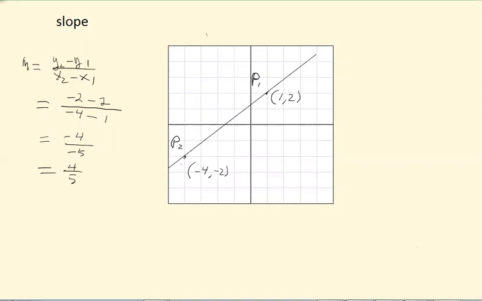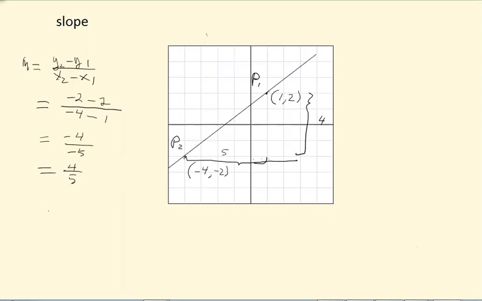So 4/5, notice that the y changes by these many units, which is 4 units, as the x changes by this many units. This is 5 units here: 1, 2, 3, 4, 5. 4 over 5. Okay.